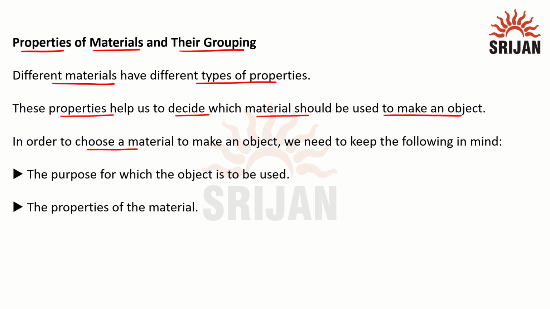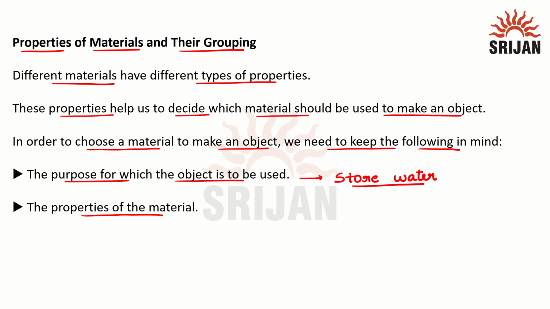In order to choose a material to make an object, we need to keep the following in mind. One is the purpose for which the object is to be used. Second, the property of the material. Now, if I am making an object which can hold water, I want to store the water. That is the purpose of the object. Now, the property should be such that water will not spill.